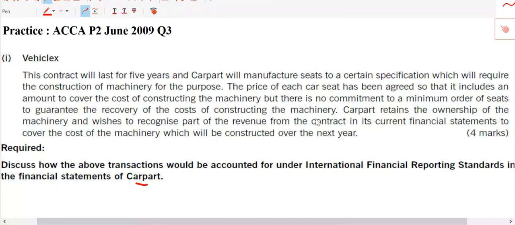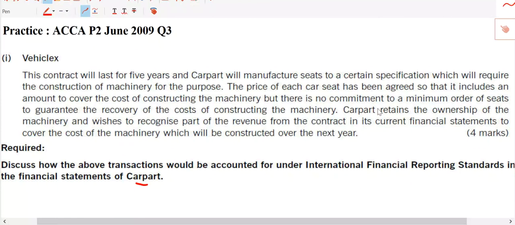So we have a contract to make car seats to sell, and to make the car seats, we have to make the machine first. So we have to do 2 things. We have to make the machine first, so that the machine can help us to make the car seats. Then when we sell the car seats to the customer, we build the cost of the machine into the selling price. Of course, not one machine to one car seat, but we do a costing calculation to absorb the machine cost into each unit of car seat, so that when the customer pays us, we can recover the cost of constructing the machine.